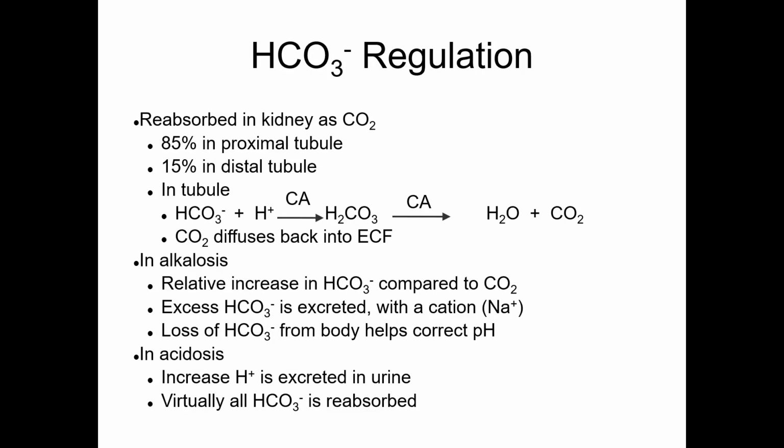Bicarbonate regulation: it's reabsorbed in the kidney as carbon dioxide, about 85% in the proximal tubule and 15% in the distal tubule. In the tubule, it's converted, and carbon dioxide diffuses back into extracellular fluid. In alkalosis, where the blood pH is too high, we have a relative increase in bicarbonate compared to carbon dioxide. Excess bicarbonate is excreted with the cation sodium, and loss of bicarbonate from the body helps to correct the pH. In acidosis, where the pH is too low, increased hydrogen is excreted in the urine, and virtually all bicarbonate is reabsorbed.